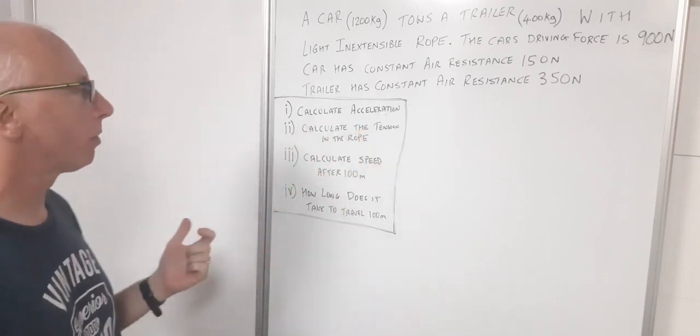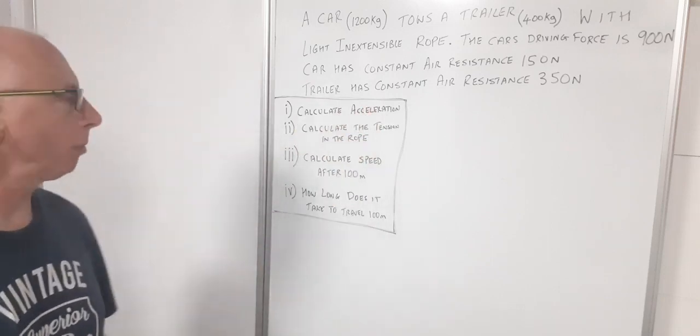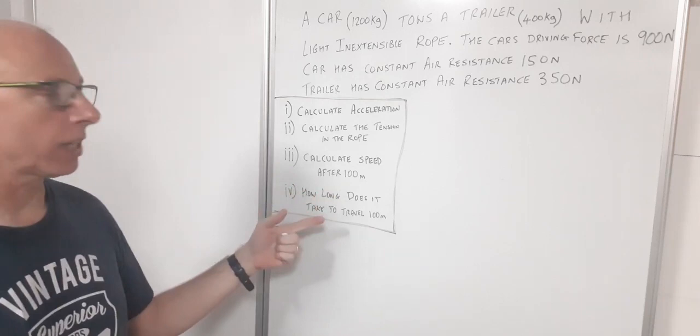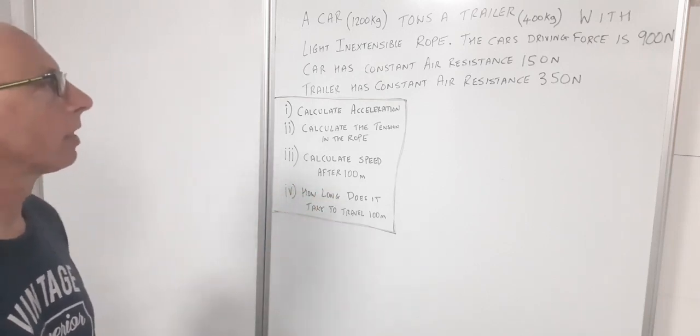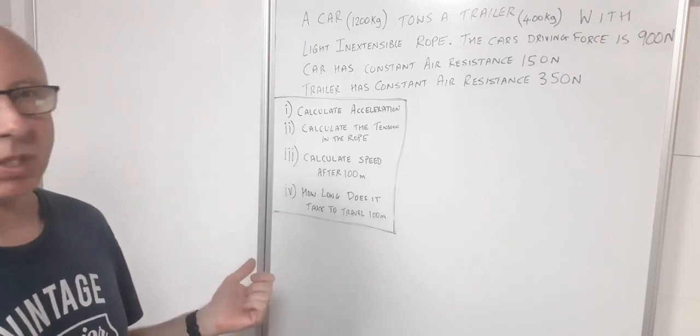Obviously this is moving from stationary, so calculate the acceleration, calculate the tension in the rope, calculate the speed after it's travelled 100 metres, and how long does it take to travel that 100 metres. So to answer this question, first of all, we need to draw a forces diagram.